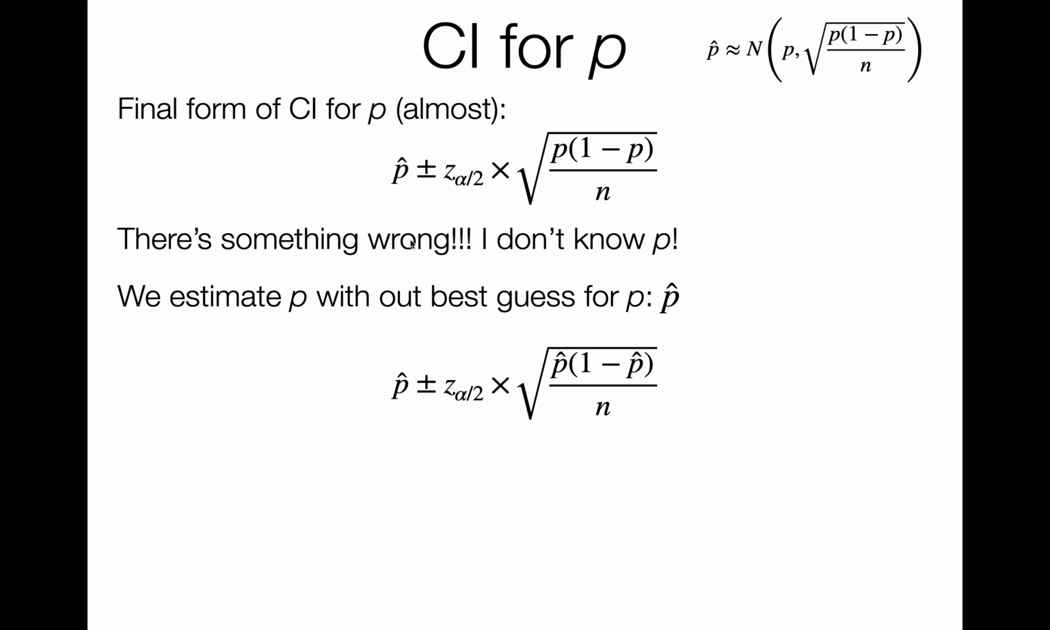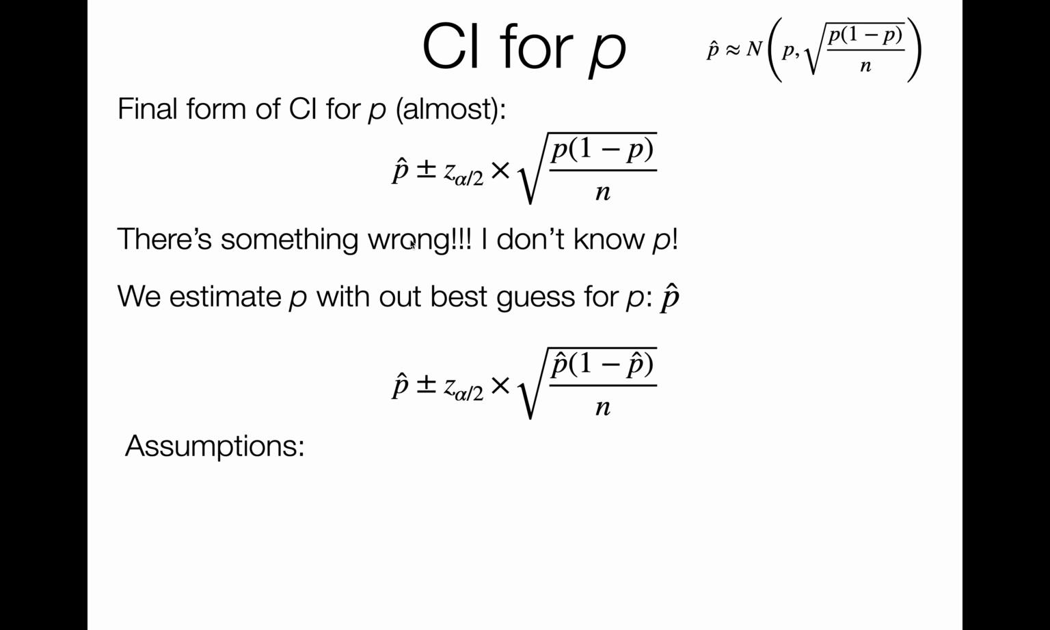And so now I have my final form of a confidence interval: P hat plus or minus Z sub alpha over 2 times the square root of P hat times 1 minus P hat divided by N. Okay, that is the final form of a confidence interval for P. So if you need to write that down and circle it 5 times and remember it, this formula will be very important to you in the rest of this course.